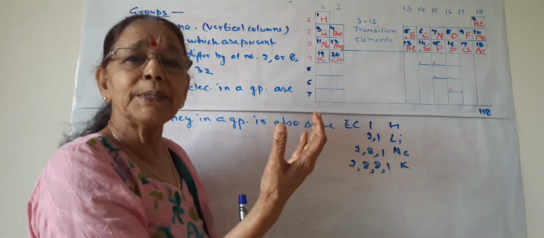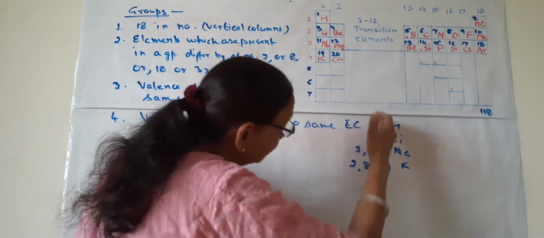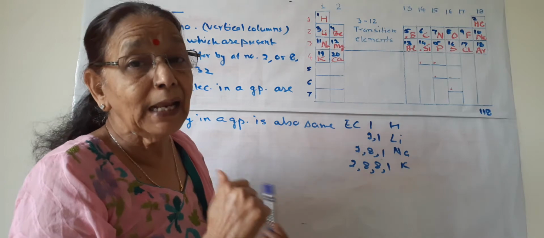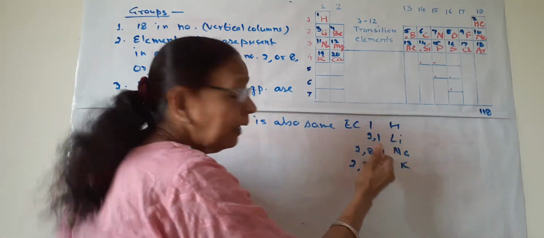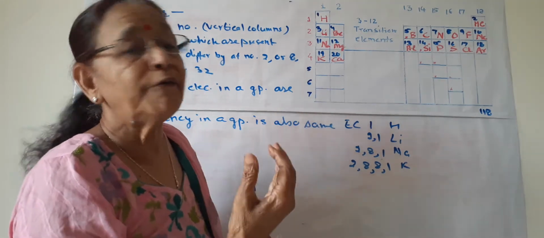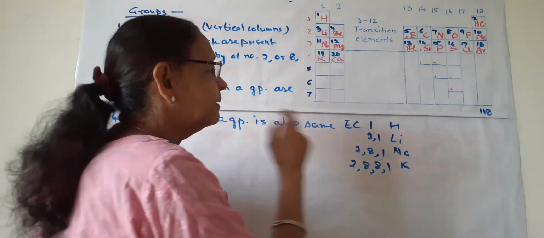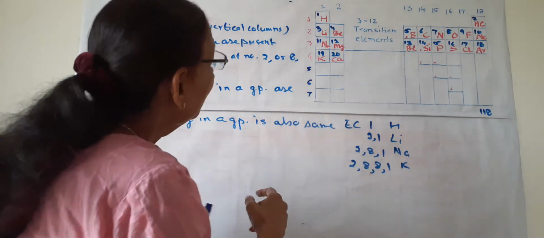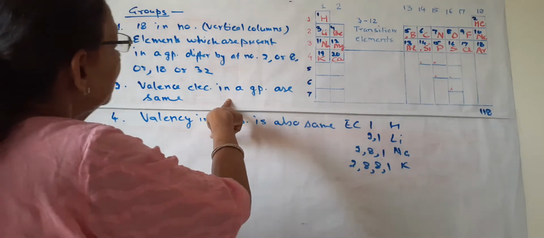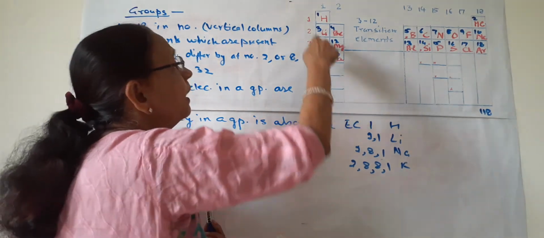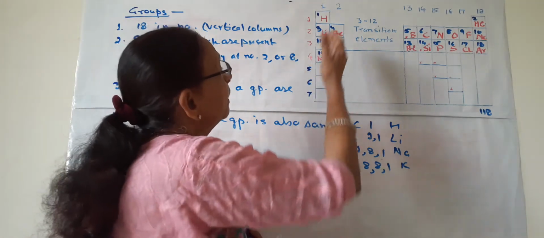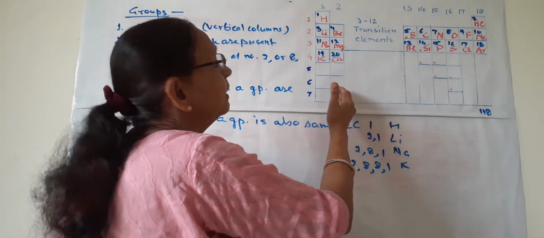Valency is the combining capacity, and the valence electron determines the valency of the element. As all have one valence electron, the valency is also 1. Group 1 has the valency 1. And one thing more, two points are clear: the valence electrons are the same and the valency is the same in a particular group.